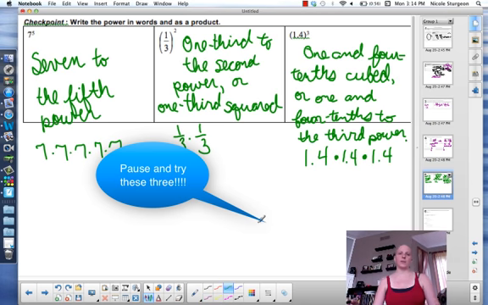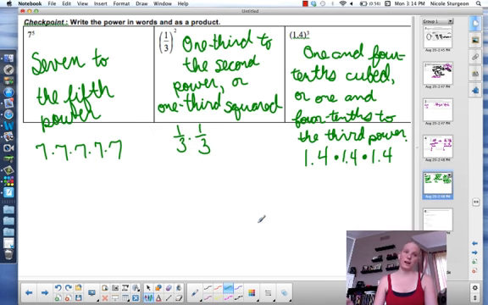As you can see here, hopefully you stopped and you actually went back and did the checkpoint. But you should have 7 to the 5th power, 1/3 to the 2nd power, or 1/3 squared, 1 4/10 cubed, or 1 4/10 to the 3rd power. And again, you wrote out the products. Make sure you read the directions. In this chapter, that's what's going to catch you the most. If you're not reading your directions, you're going to get caught.